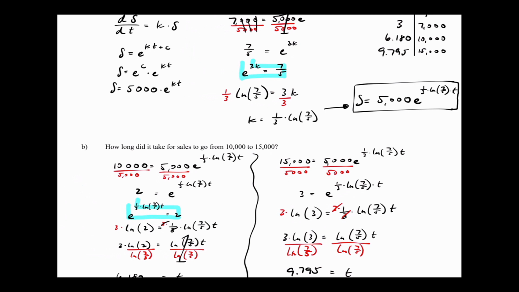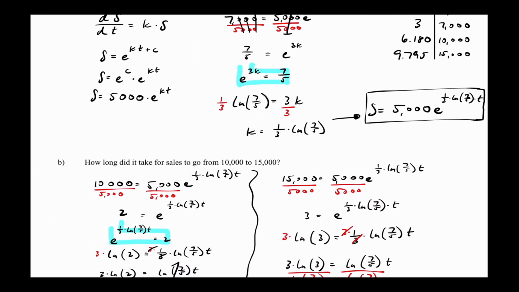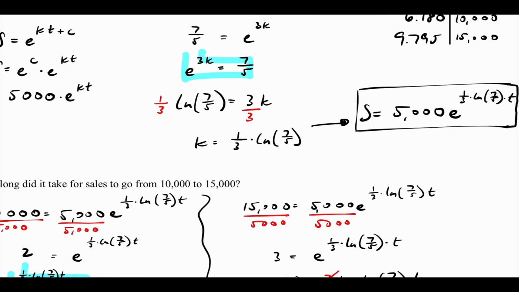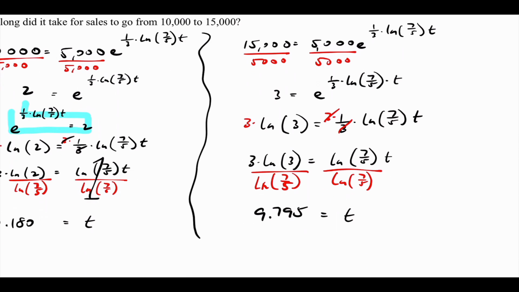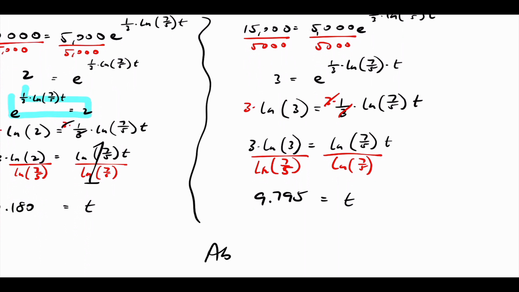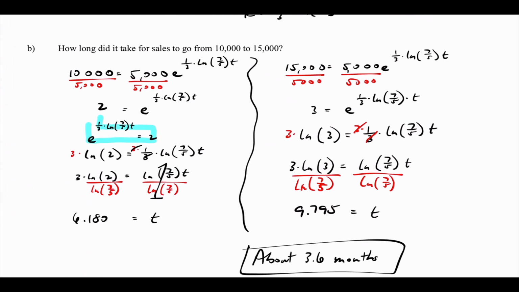Okay. So how long did it take to go from 10,000 to 15,000? Just subtract them. So you subtract the big number minus the small number, and you get around 3.6. It's a little over 3.6. A little over 3.5 months to go from 10,000 sales to 15,000 sales.